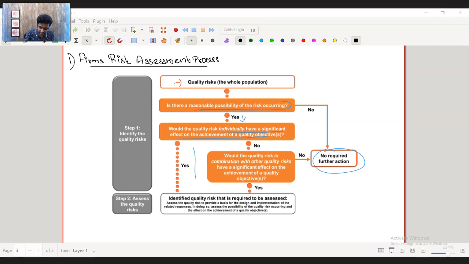If it's yes, then what do you do? If it's yes, then you identify the quality risk and create responses for how the risk has to be addressed. If it's no, you ask another question: would the quality risk in combination with other quality risks have a significant effect on achieving the quality objectives?